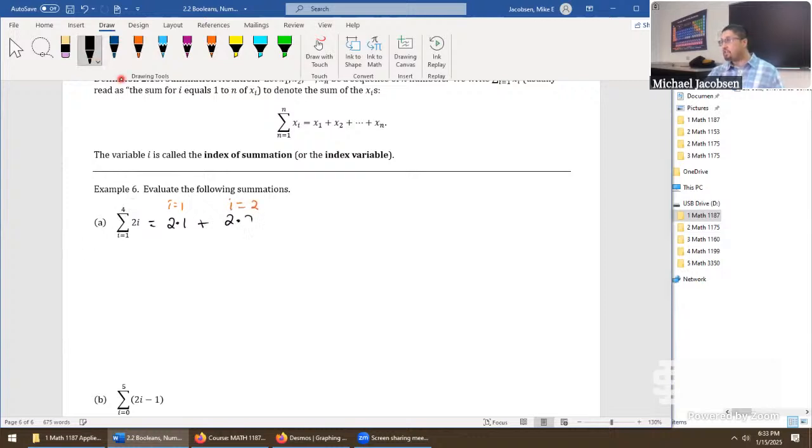We have now 2 times 2. Then continue on, i equals 3, so plus 2 times 3. And then for i equals 4, we have plus 2 times 4. So altogether, this is then 2 plus 4 plus 6 plus 8. Looks like altogether then we've got a 20. So that's what's going on with our summation notation down here.